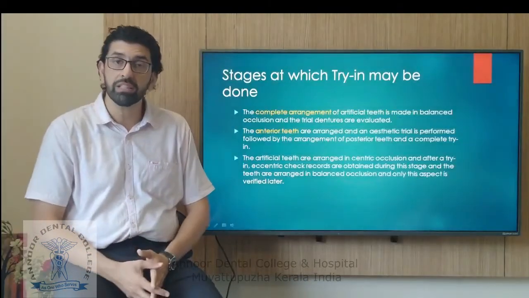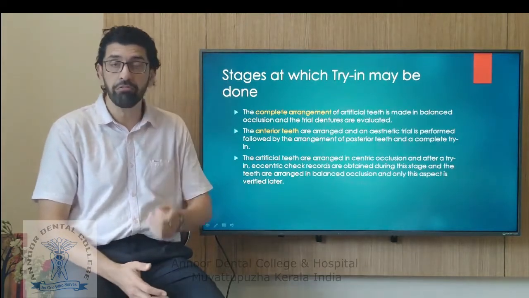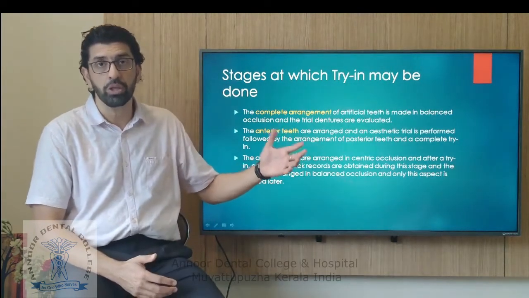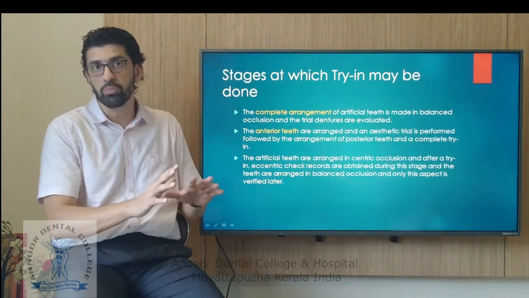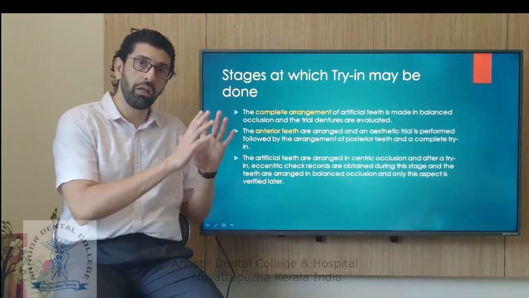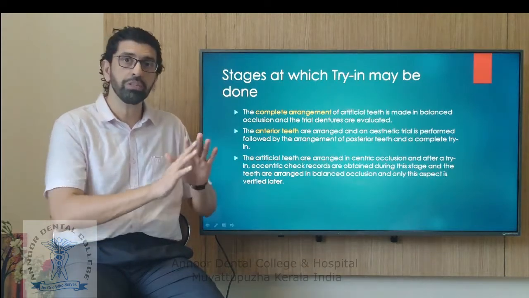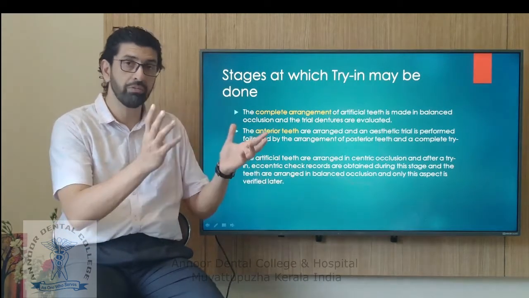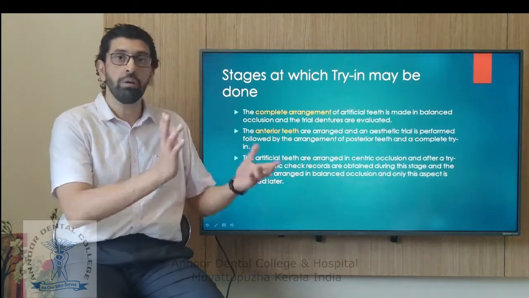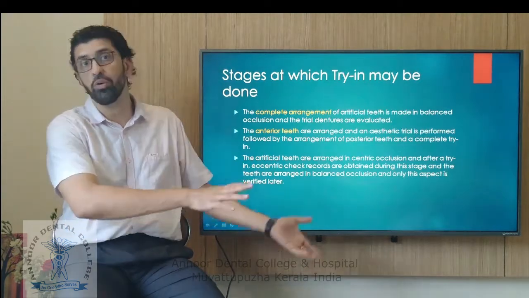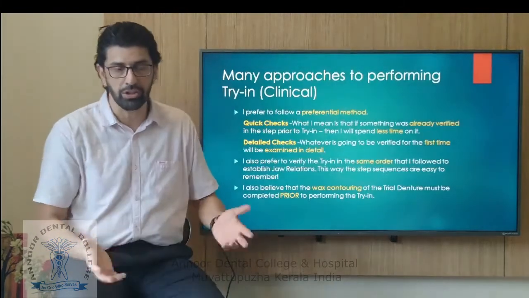So stages at which the try-in may be done. Now different people would have different ideas as to when the try-in should be done, and that's absolutely fine. Okay, so there are different places at which you can do it. Some people like to do the complete denture arrangement, teeth arrangement, and then do the try-in at one shot. Some people like to do the anterior try-in and then complete the posterior try-in at a different stage. Some people like to do the centric occlusion try-in first, that is the try-in where the teeth are in centric occlusion, and then obtain the lateral records, protrusive records, and then perfect it to a balanced occlusion, then go for a final try-in. So there are different ways at which people like to look at this issue.